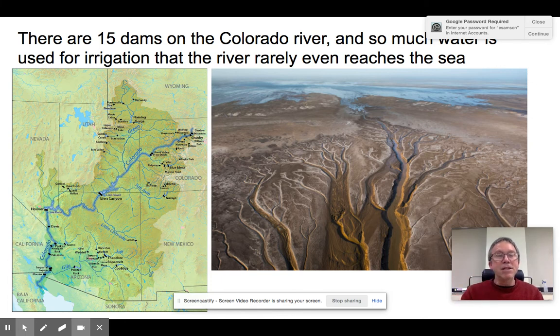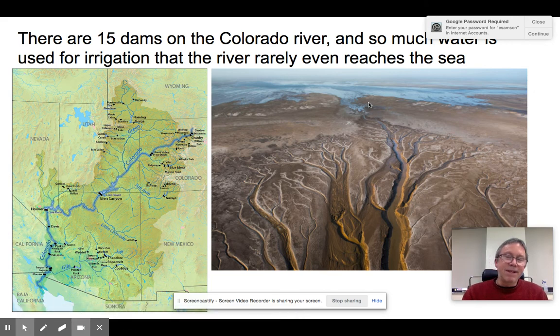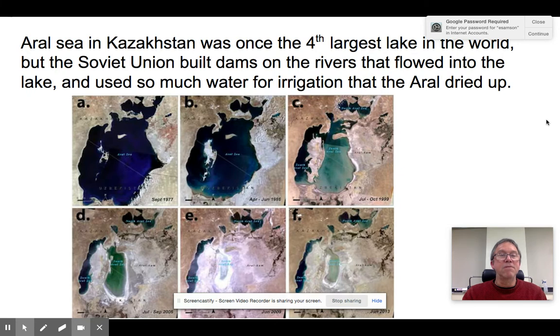Now, what happens is, so much water gets extracted from it that it got to the point where it doesn't even reach the sea most of the time. It just dries out. There's nothing left to go into the ocean. So, I mean, there have been times when it does reach it, but for the most part, we pump so much water out of it for agriculture that there's none left to get to the ocean.